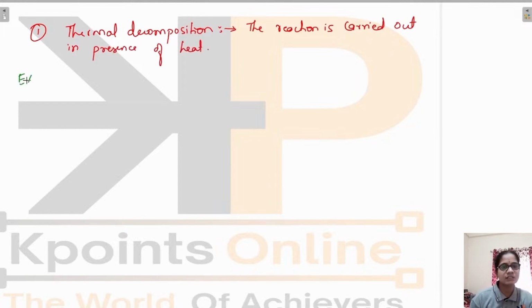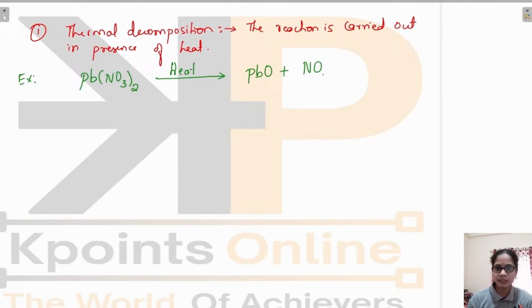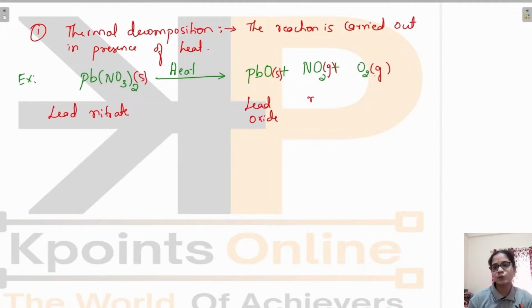For example, this is an important example. Decomposition of lead nitrate. Here decomposition occurs in the presence of heat to form lead oxide, nitrogen dioxide and oxygen. Okay, lead nitrate, these are gases. Lead oxide, nitrogen dioxide and oxygen. My dear students, you have to remember all the products here. Whenever a reaction is carried out like this, please remember all the products that are obtained in the reaction. Here lead nitrate decomposes into lead oxide, nitrogen dioxide and oxygen. Okay, now it is thermal decomposition.